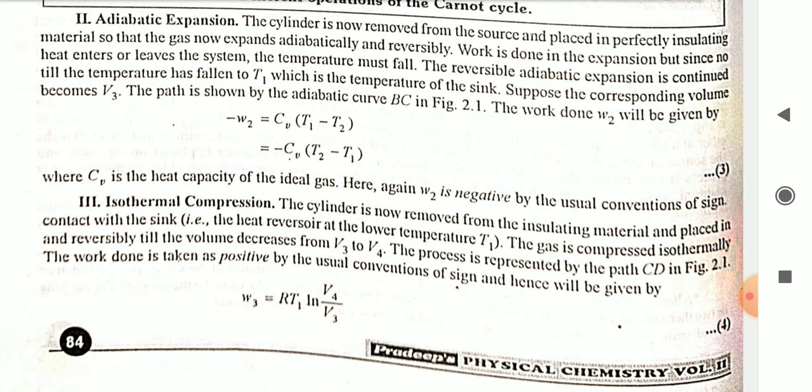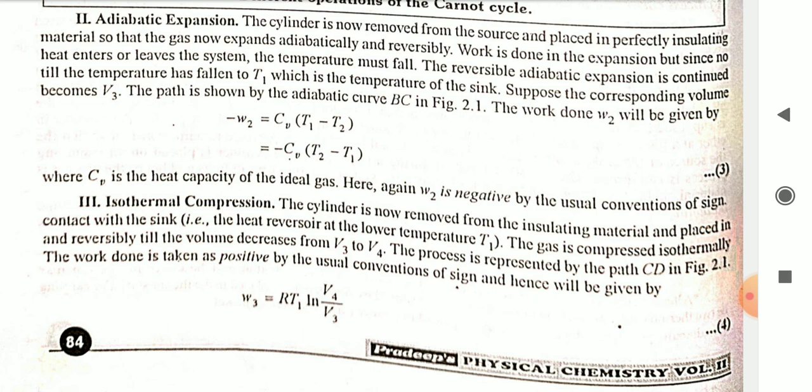The work done W2 is given by minus W2 is equal to CV (T1 minus T2), which is equal to minus CV (T2 minus T1), where CV is the heat capacity of the ideal gas. Again, W2 is negative by the usual convention of the sign.